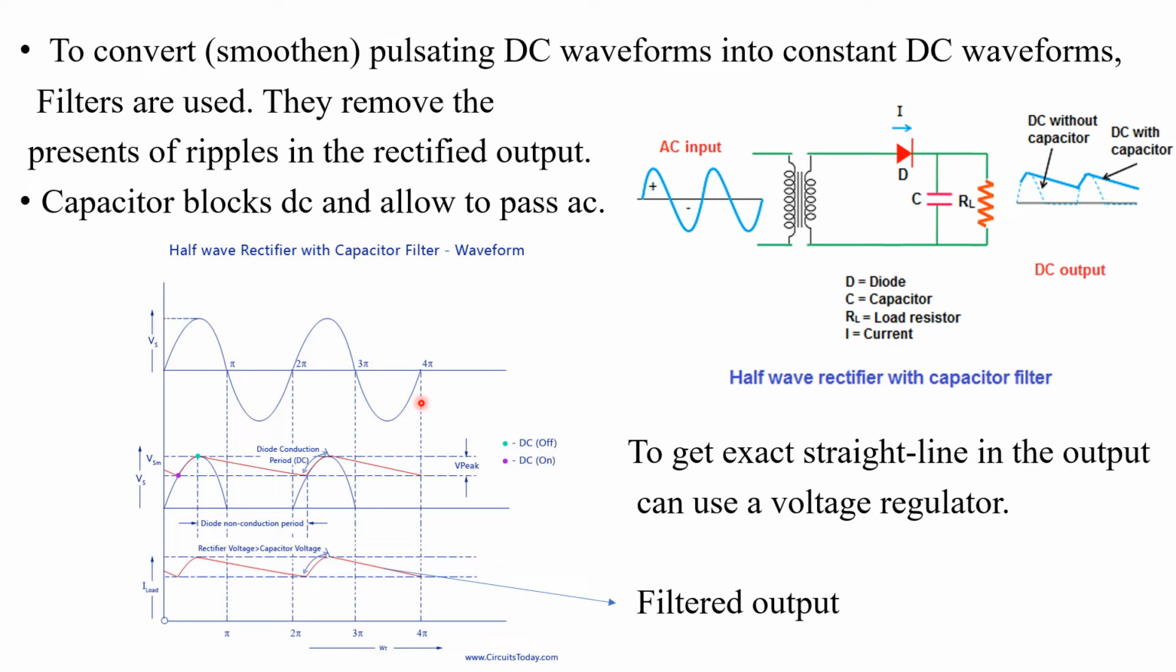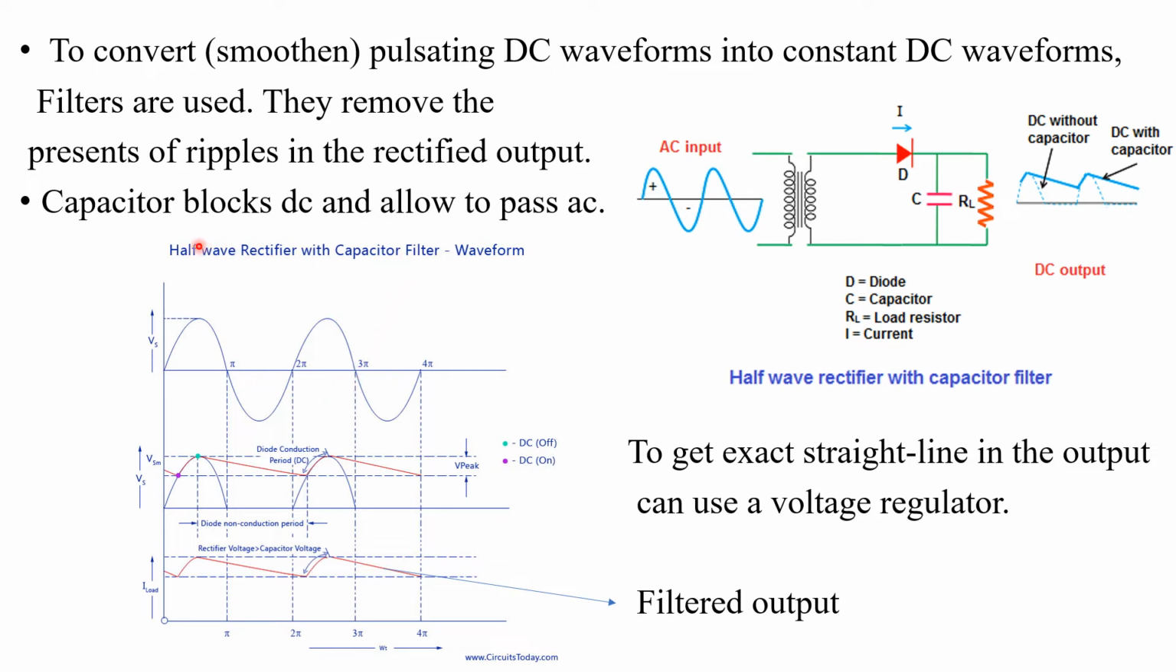So, to get a constant DC output waveform, or to convert the pulsating DC into a constant DC waveform, we use a device that is a filter. Different types of filters can be used to make the rectified output into a constant DC output. We know that pulsating DC output means some ripples are present in that output. So filters are used to remove the ripples present in the rectified output of the half wave rectifier.